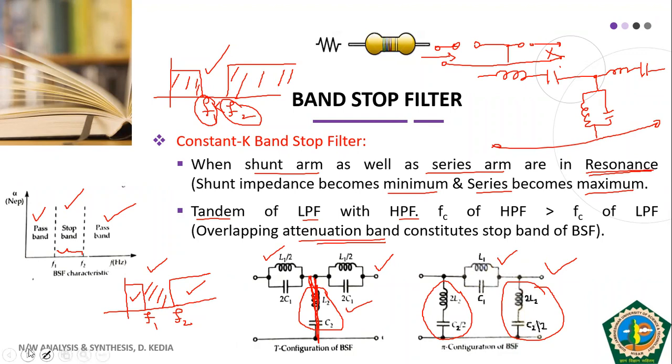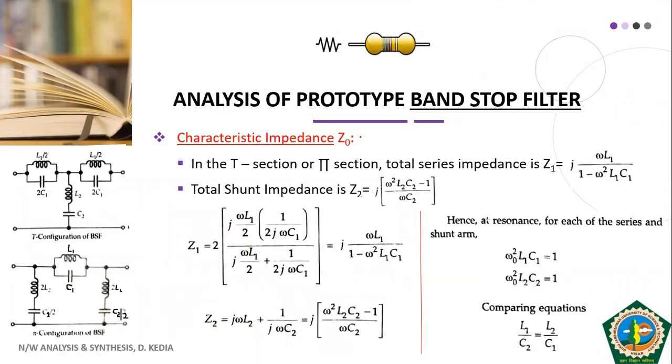So let us see that. As we have seen, our aim is to obtain the characteristic impedance of the band stop filter. And let us now look at the values of Z1 and Z2. What is Z1? Z1 is your series impedance, the total series impedance, and Z2 is your total shunt impedance. So we will derive the expression for both Z1 and Z2. So this thing is the total Z1. And this thing in shunt is your total Z2.